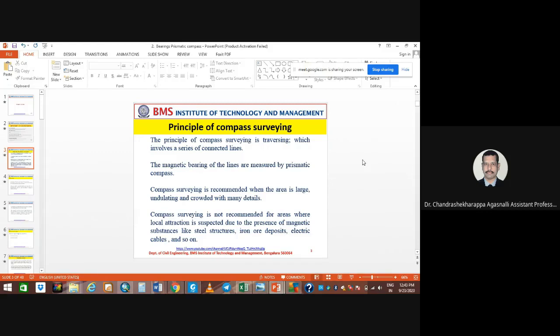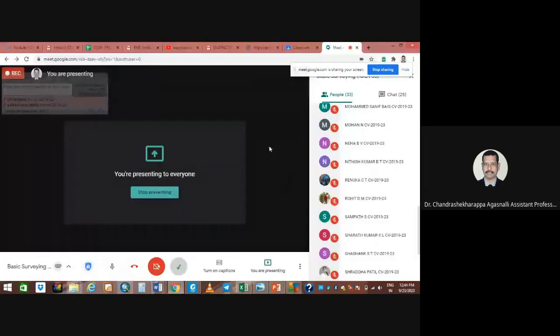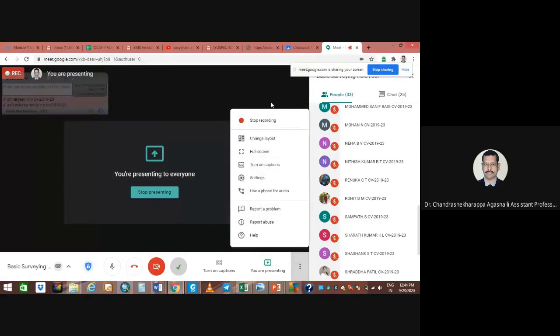Right. See, these are all about compass surveying. You are all familiar with that, but there is a little bit of difference between the normal compass and the other compass. Okay, right.